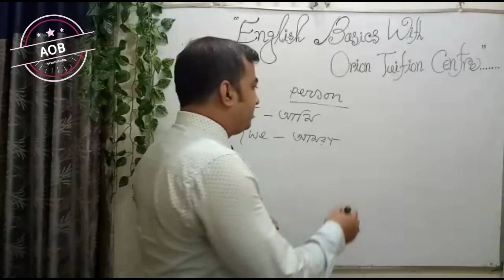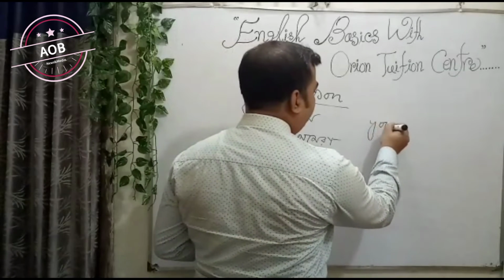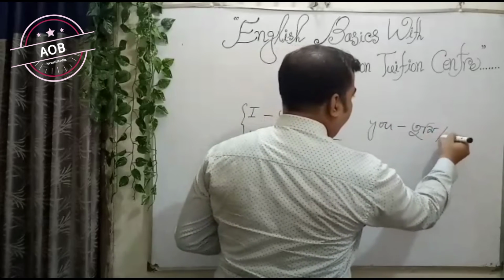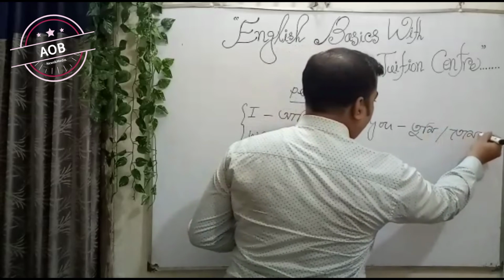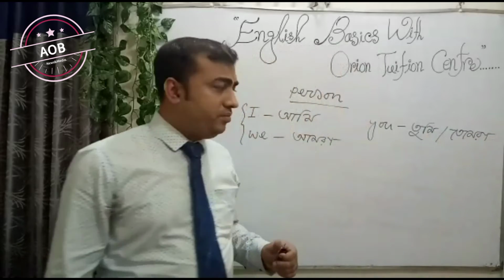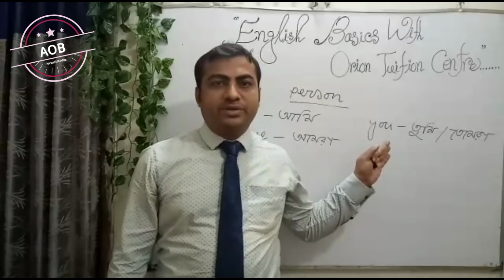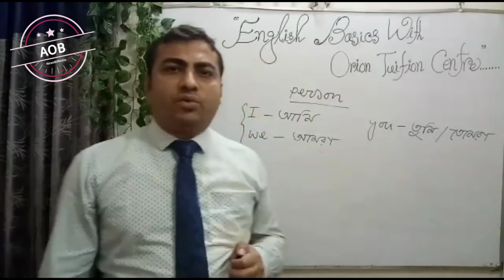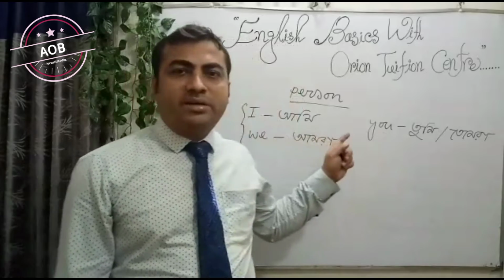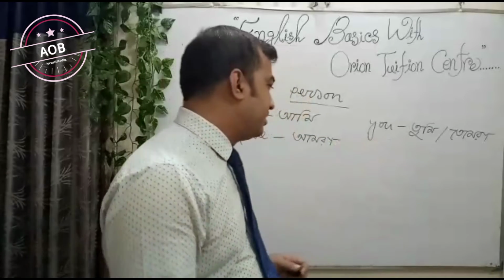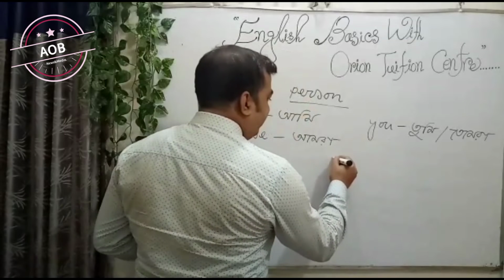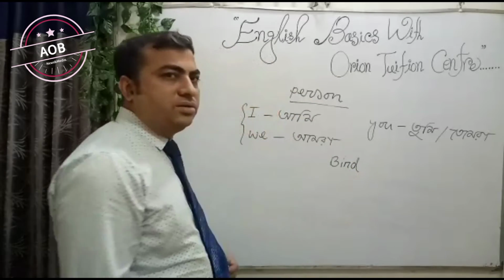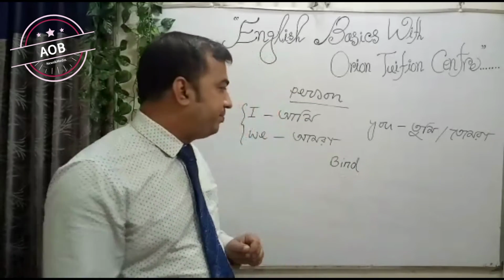Now look at the board. You means tumi ba tomra. So you is called second person, and what is third person? You know, everything in the world without first and second person is called third person. As for example, we can say bird. So it's third person.